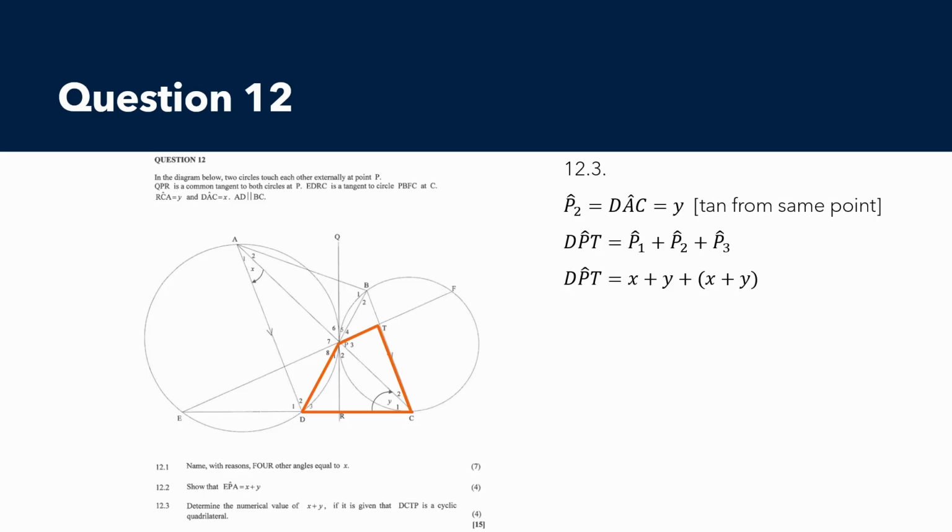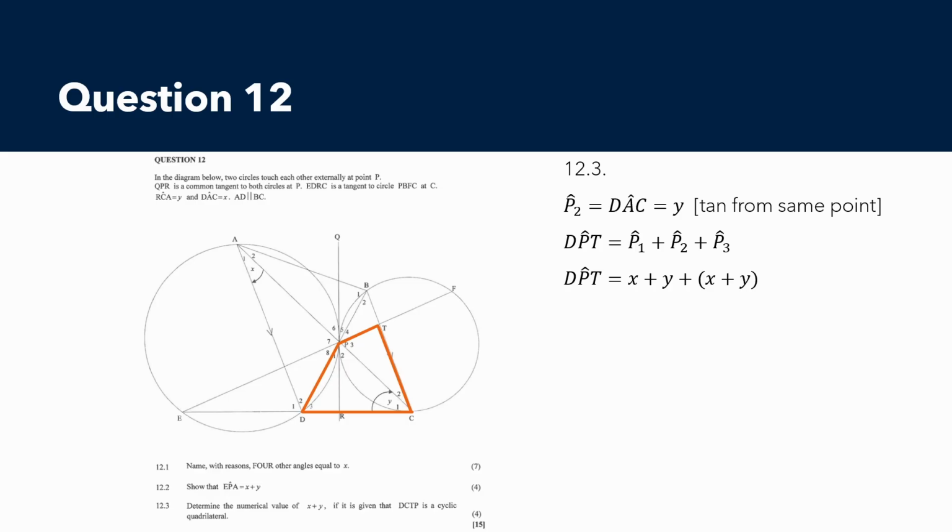And angle DPT is equal to x plus y plus x plus y. I've substituted in the P1 plus P2 plus P3. That's where x plus y and x plus y are coming from. Please make sure that you understand, and if you don't, please consider rewinding the video so you can see me explain in the previous parts of the question.